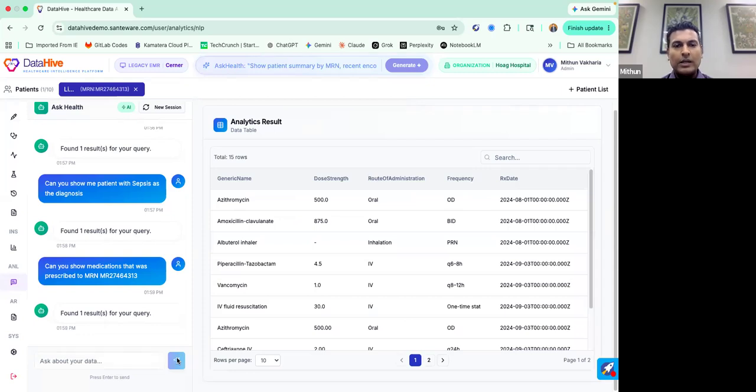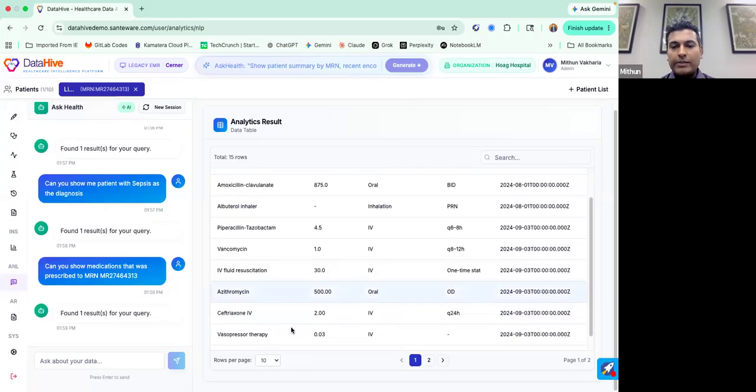It shows there was erythromycin, there was amoxicillin, there was an albuterol inhaler. Since the patient had sepsis, he was prescribed an inhaler during his initial visit. Then there were some antibiotics like vancomycin. There was an IV that was provided during his emergency visit. Now you can slice and dice this the way you want if you want to add further conditions. But this is the generative AI capability that is built in where you can interact with your own data.